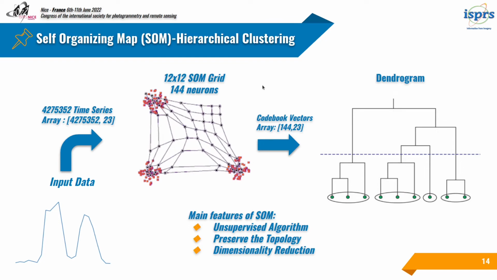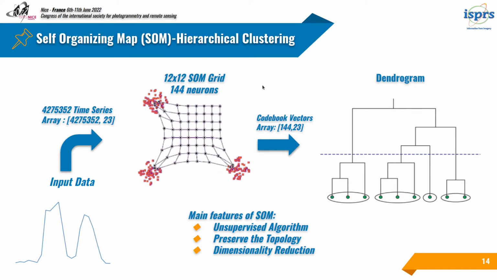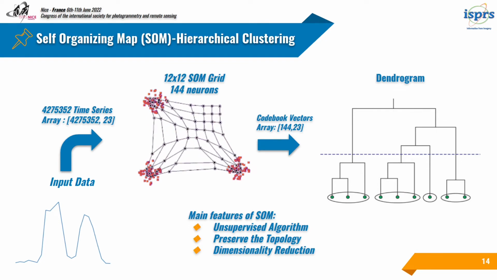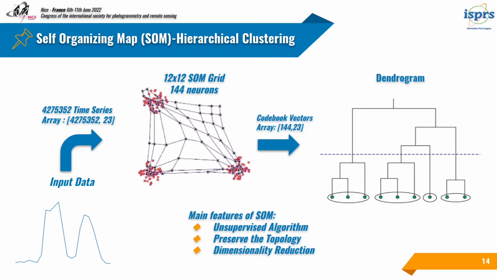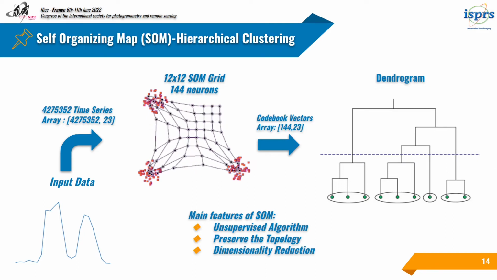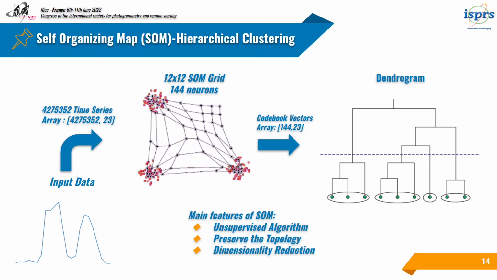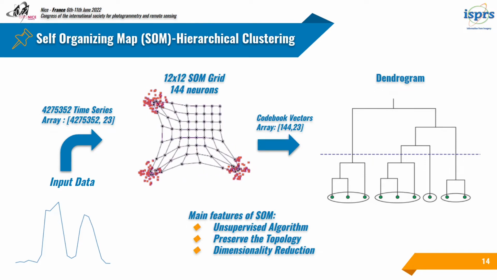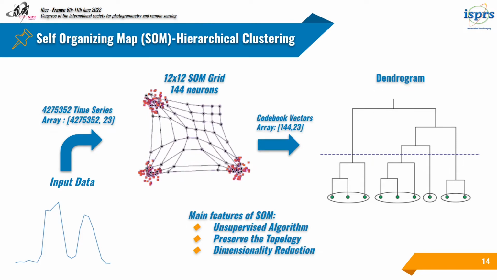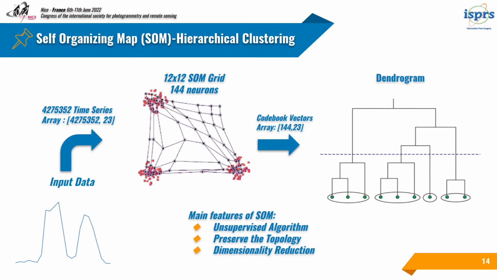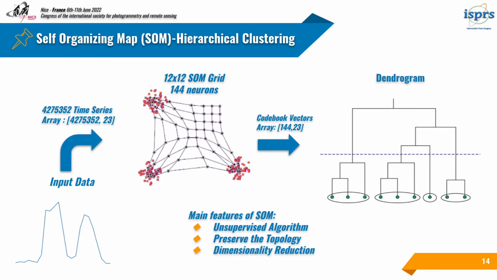The input data is just over 4 million time series. They self-organize into a grid of 144 neurons. This results in 144 codebook vectors that serve as inputs to the hierarchical clustering that determines the final number of clusters for the final map generation.